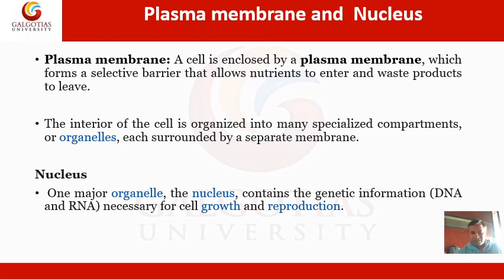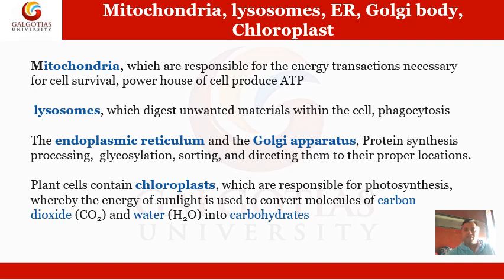The nucleus we have already discussed. It contains DNA and RNA, and through replication, transcription and translation, protein is synthesized, which helps growth and reproduction. Mitochondria, we have already discussed, form ATP and are also called the powerhouse of the cell. Lysosomes digest unwanted material within the cells, so the important function of the lysosome is phagocytosis. In this way it helps to remove bacteria and viruses from the body.